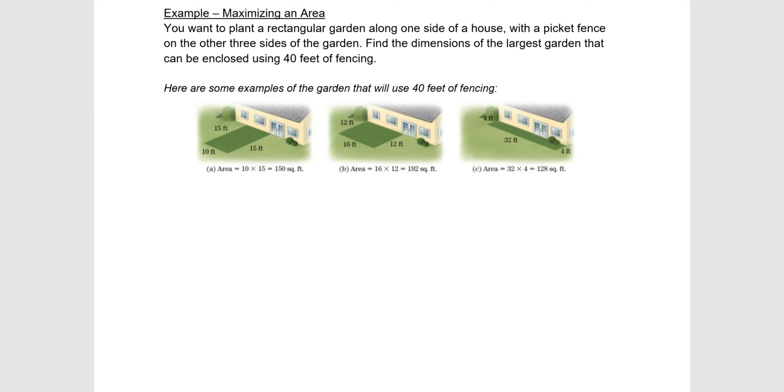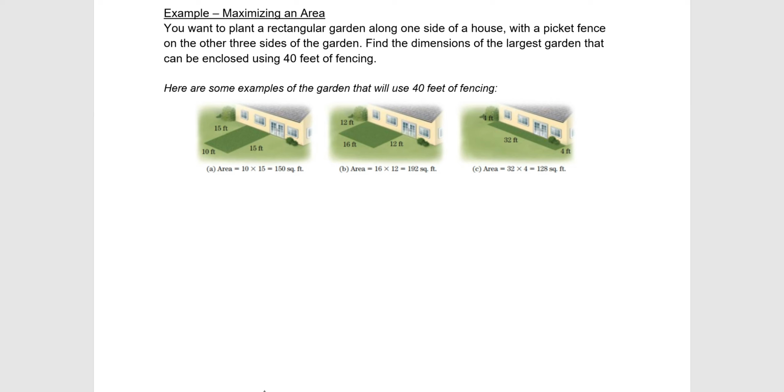So for example, this question is going to be maximizing an area. You want to plan a rectangular garden along one side of the house with a picket fence, and the picket fence is going to be on the other three sides of the garden. And we want to find the dimensions of the largest garden that can be enclosed using 40 feet of fencing.